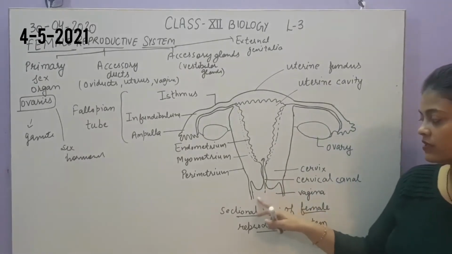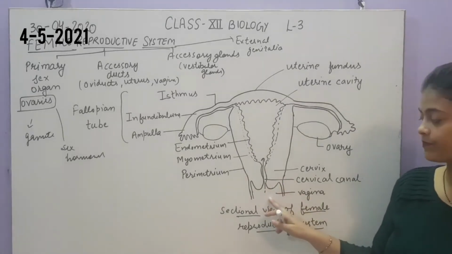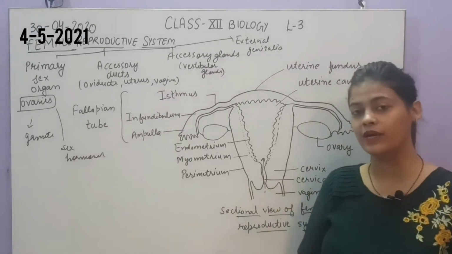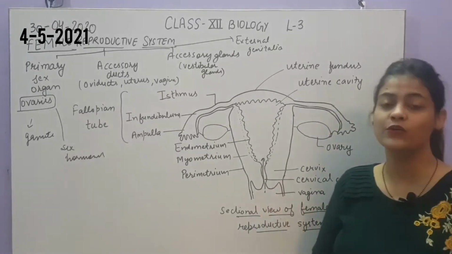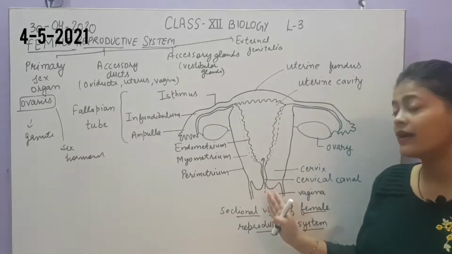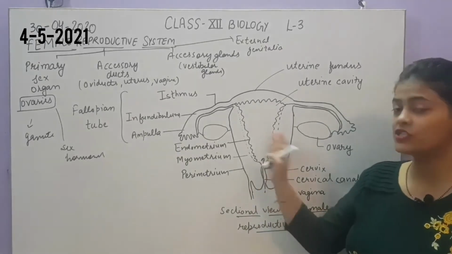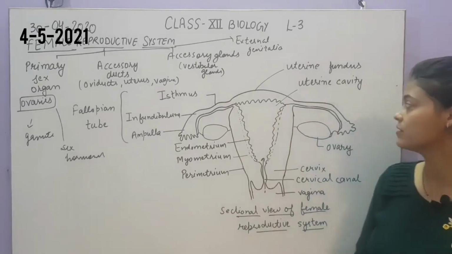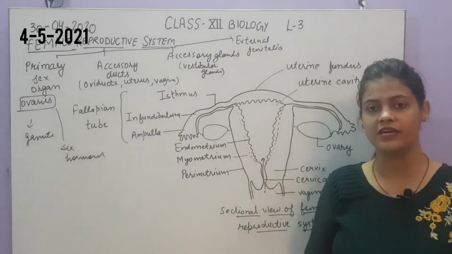And the lower part below the cervix is called the vagina. This is the part of the female reproductive system into which the penis will be inserted to release sperms, so that the sperms can pass through the cervical canal to reach the uterus and then the fallopian tube for fertilization. So is it clear? It is just an overview. We will take up each and every part in detail.